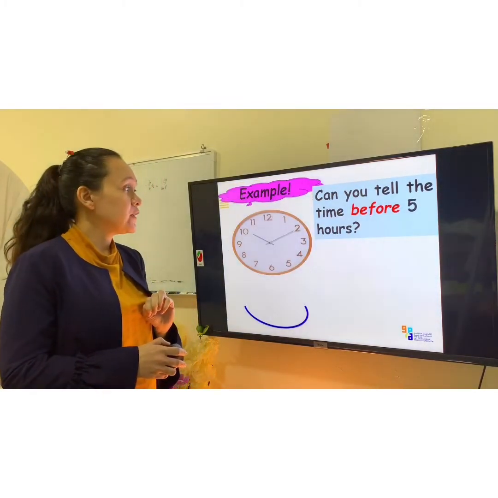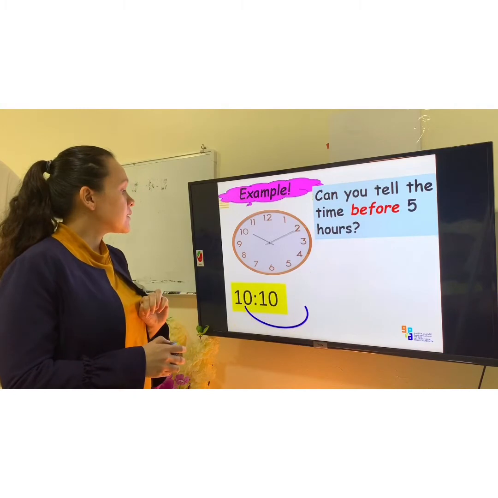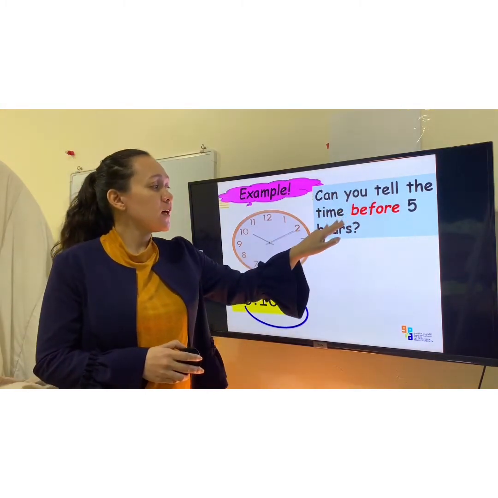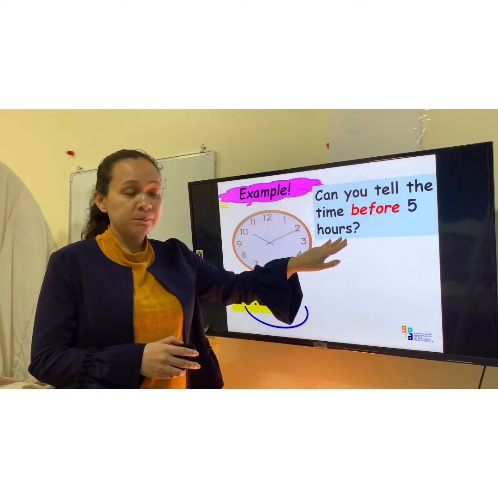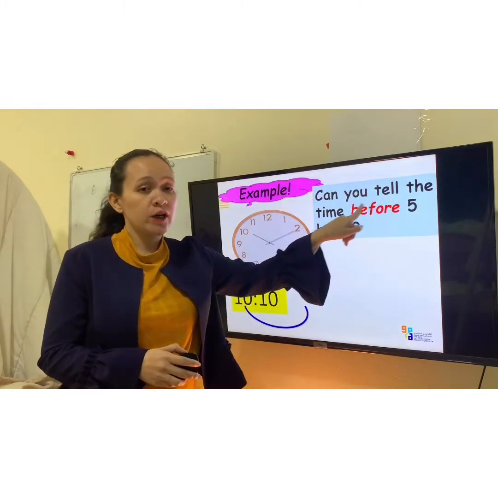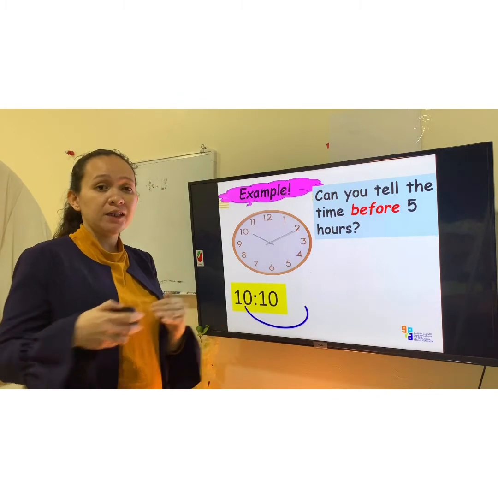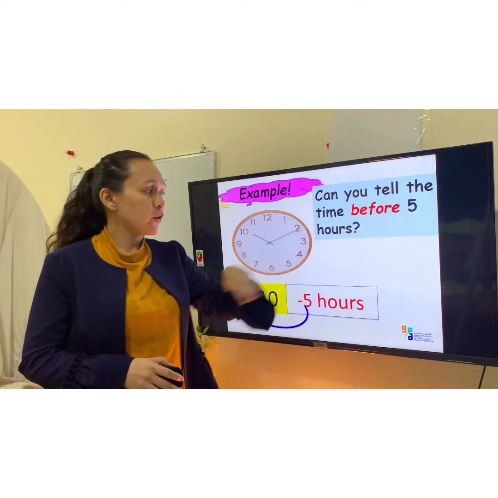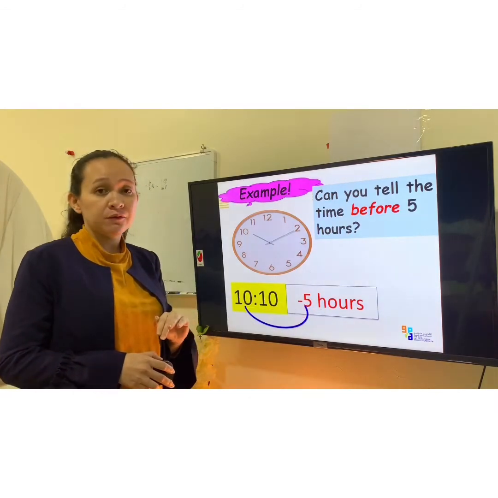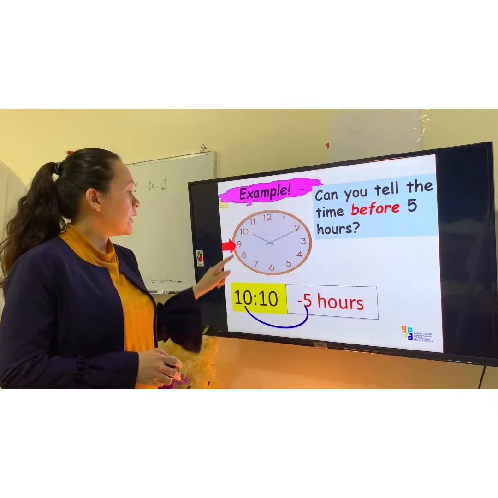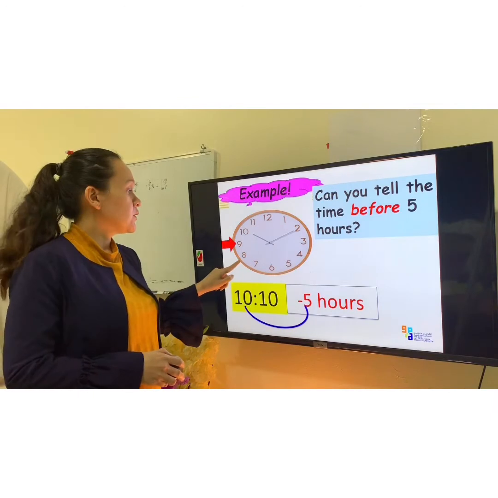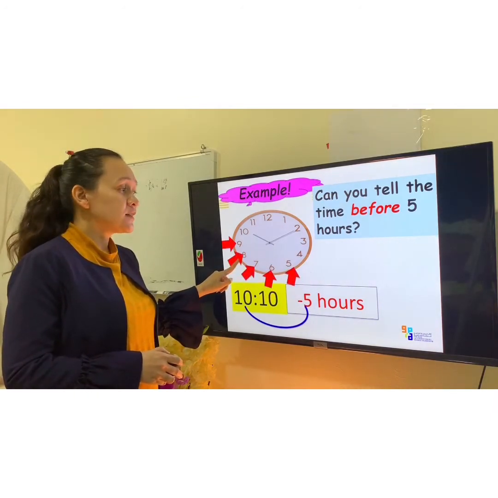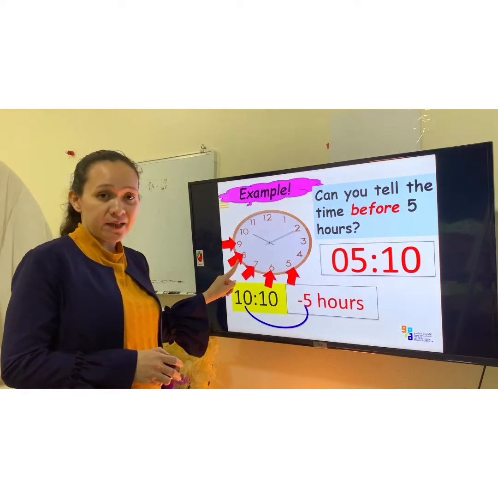Now let's move again to another example. The time is 10:10. The question is, can you tell the time before 5 hours? Now remember the word before. It means we are going to minus or count back. Since it is 5 hours, we are going to minus 5. Now let's try. We are going to count back: 1, 2, 3, 4, 5. So the time is 5:10.